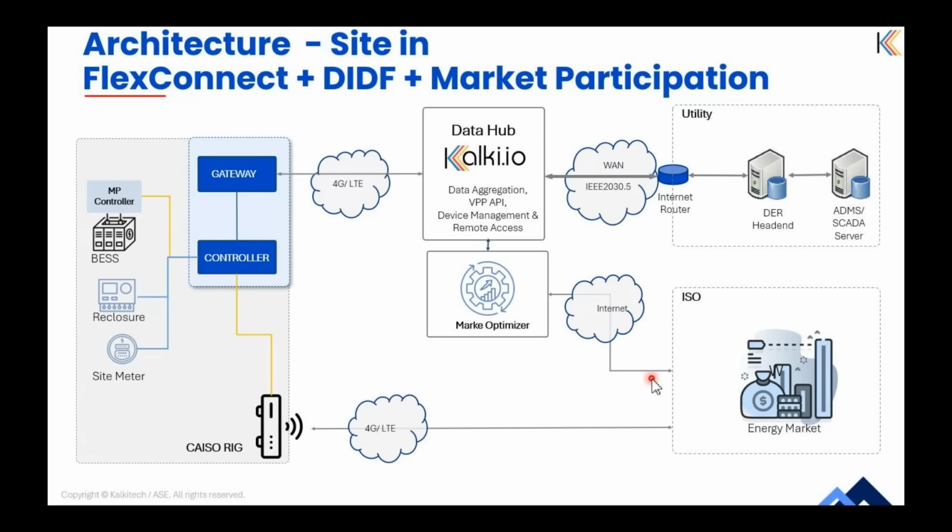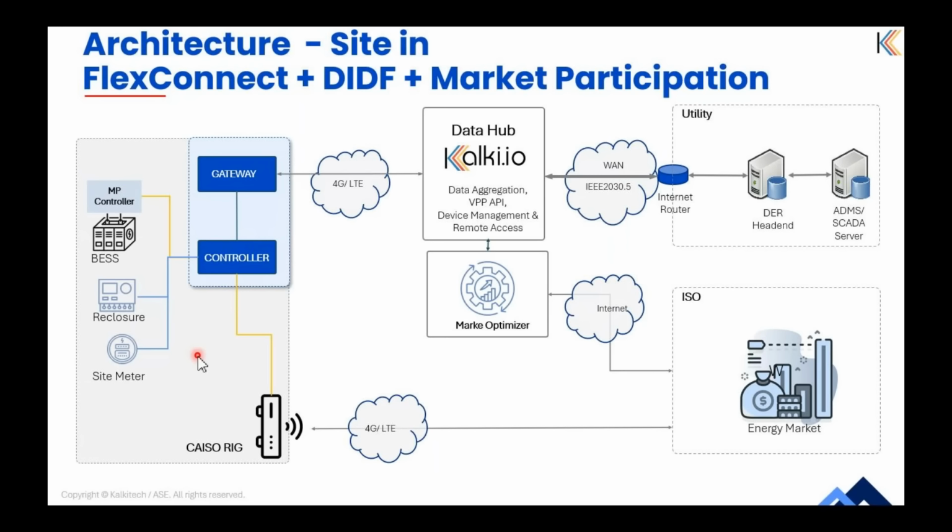And once the bid is approved, those control signals will be sent back to the site through the aggregator and gateway. The gateway and controller will dispatch those assets to the grid. In addition to that, the data and the real-time market will come through the aggregator and gateway.